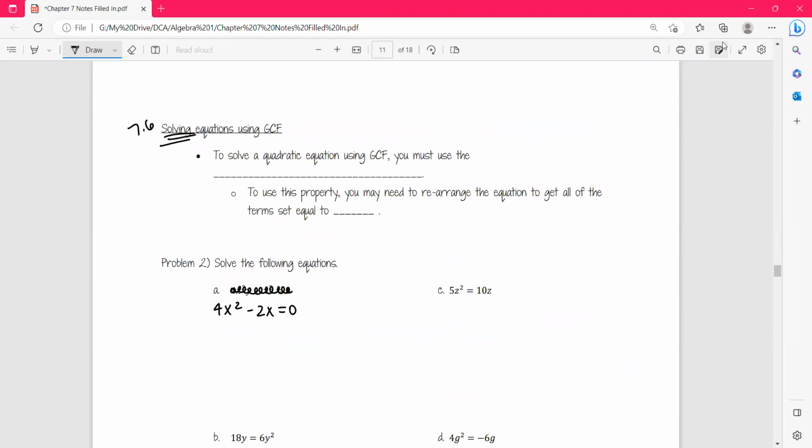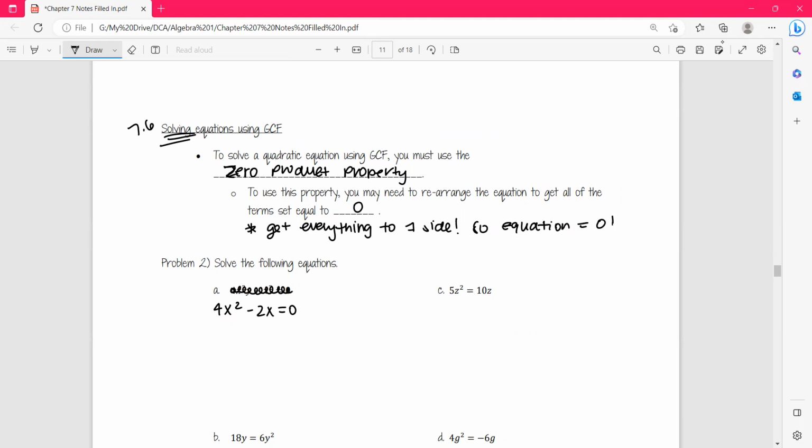So to solve a quadratic equation using the GCF, you must use the zero product property. To use this property, you may need to rearrange the equation to get all of the terms set equal to 0. So it's really important we get everything to one side, equals 0, okay? When we practice these, you'll notice that's our first step. Make sure everything's on one side, okay?